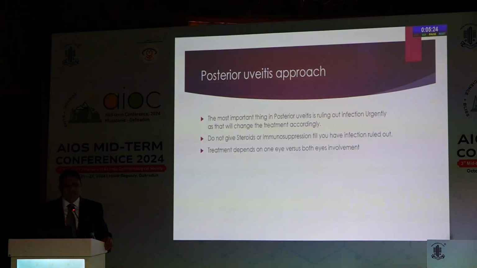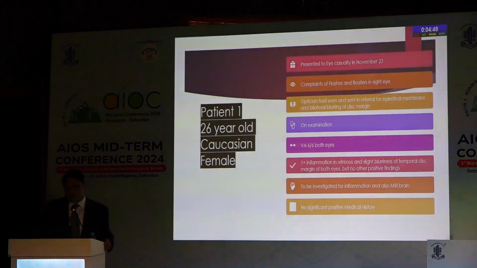Whenever you see a patient of posterior uveitis, the most important thing is to rule out infection. This is really the most important. If you delay the treatment in an inflammatory uveitis by a day or even a week, it will not have that major detrimental effect. But if you treat with steroid in a patient with infective uveitis, you will cause a disaster for this patient. So that's one of the most important things. And treatment depends on whether one eye or both eyes are involved. If both eyes are involved, then normally oral medications are better. If one eye is involved, you can give local injections or Ozurdex or something. So let's go with the cases.